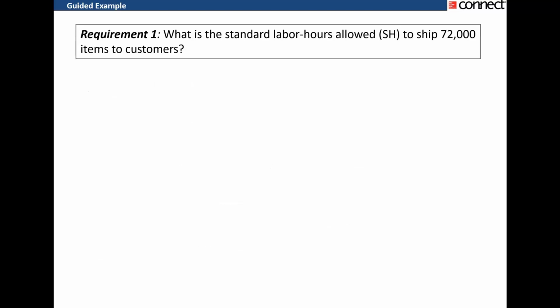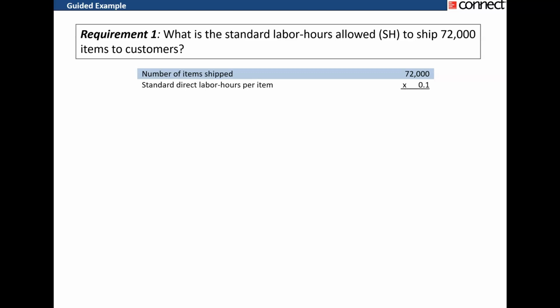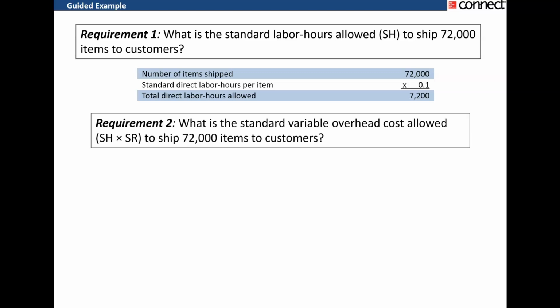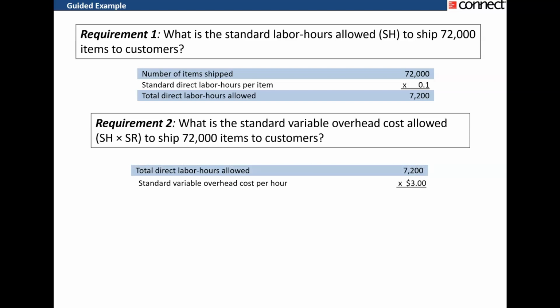Okay, let's first calculate the standard labor hours. They shipped 72,000 items, and it's at 0.1 hour. That is 7,200 hours that are allowed for this project. The direct labor hours allowed was 7,200. The variable overhead cost per hour that was calculated using a predetermined manufacturing overhead rate was $3, which is $21,600 for a total standard variable overhead cost.